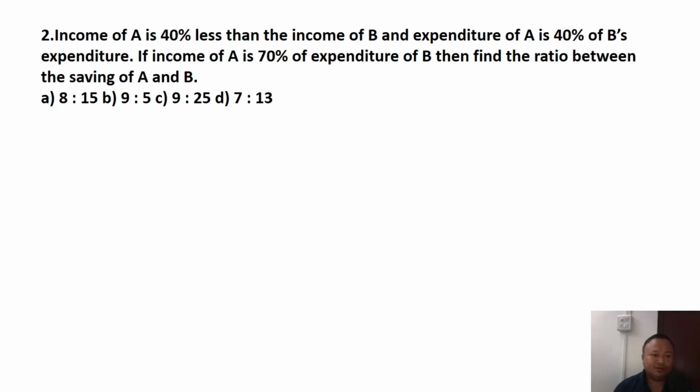Income of A is 40% less than income of B. Income and expenditure.